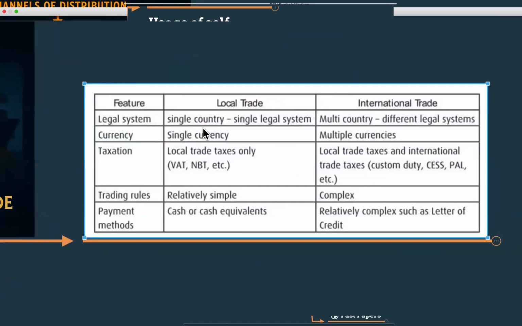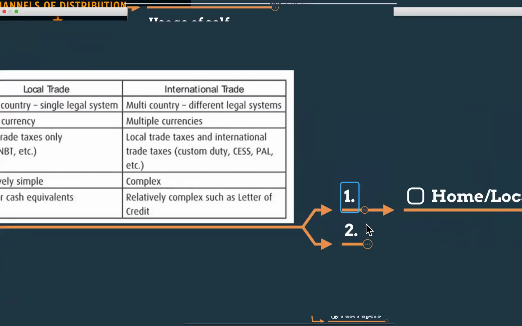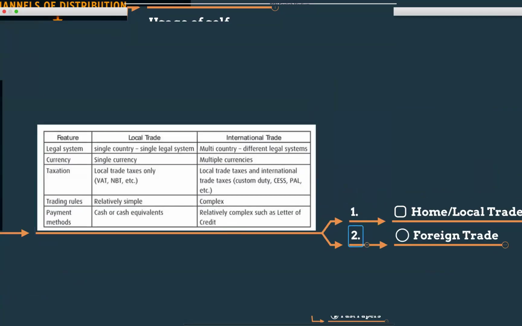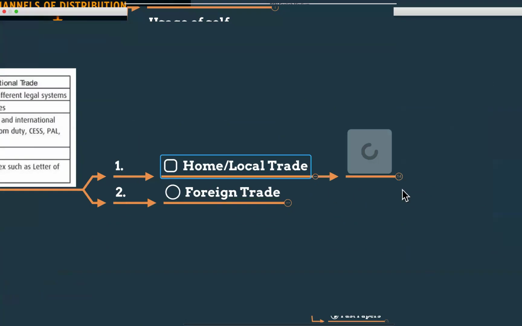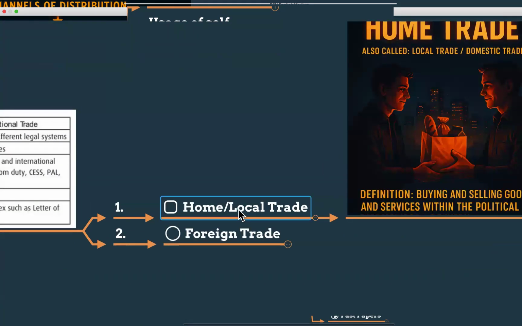So let's talk about that. Local trade and international trade. One by one, I'll explain to you. The local trade, in the sense, my dears. Let's talk about the first one, home or local trade. Once I finish it, I'll come back to this chart. So home or local trade, or we can mention it as domestic trade as well.